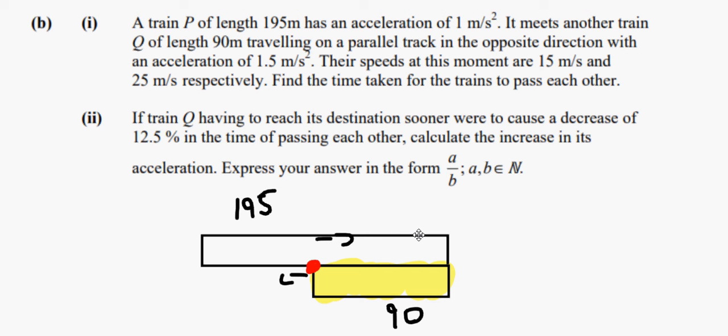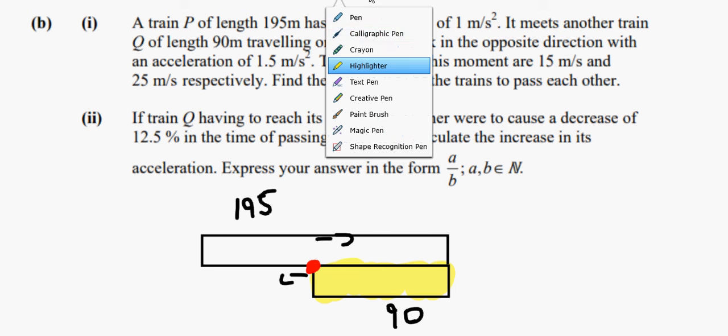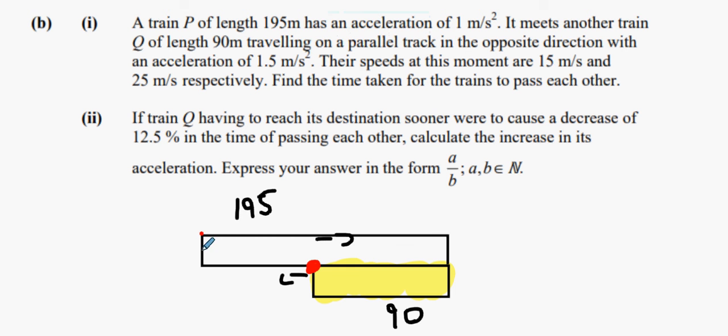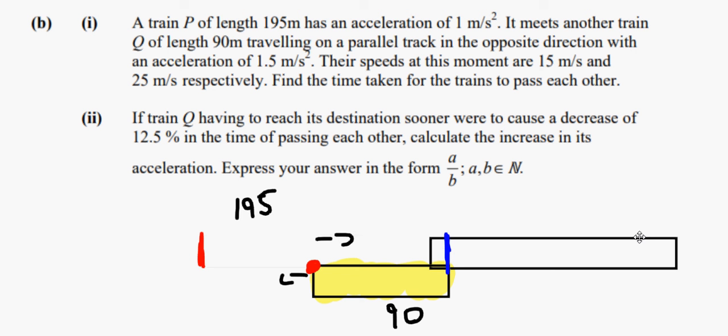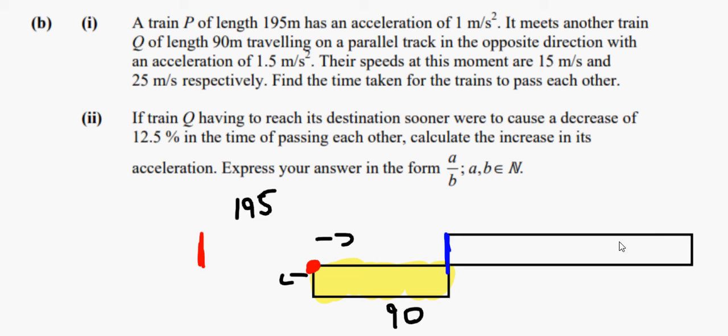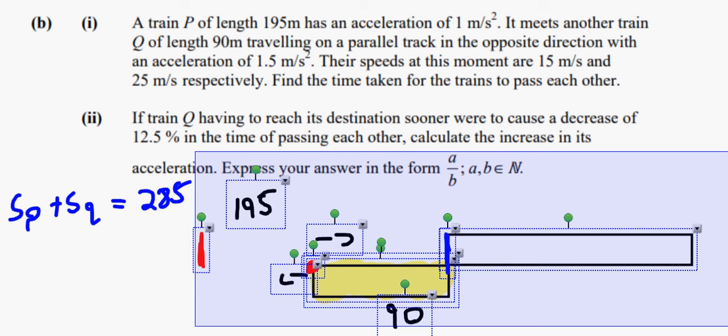Okay? And then, if I want to bring this end, if I want to bring the red end all the way up to the blue part here, so I'm going to bring the red part all the way to the blue part. That's another 195 metres. So what's the total distance both trains have to travel? So SP plus SQ is 285 metres. That's the premise of the question. They have to travel 285 metres. Each train travels a different distance, but that's the deal.